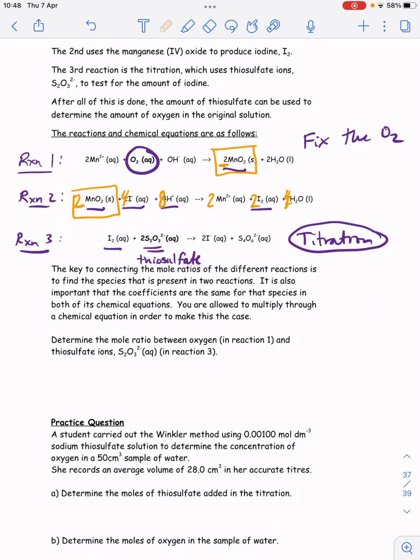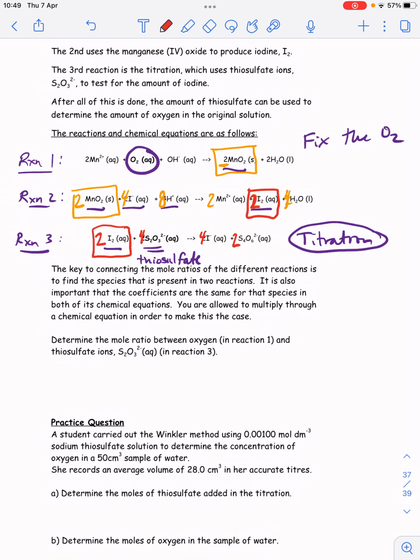Okay, now I'm going to do this again between reactions 2 and 3. One of the products of the second reaction is I2, and that's what we end up titrating for in the final reaction. But once again, the coefficients don't currently match, so I have the 2 here from this I2, so I'm going to make this one 2 as well. If I make that 2, I'm doubling it, so I have to double all of the coefficients so that the equation is still balanced.